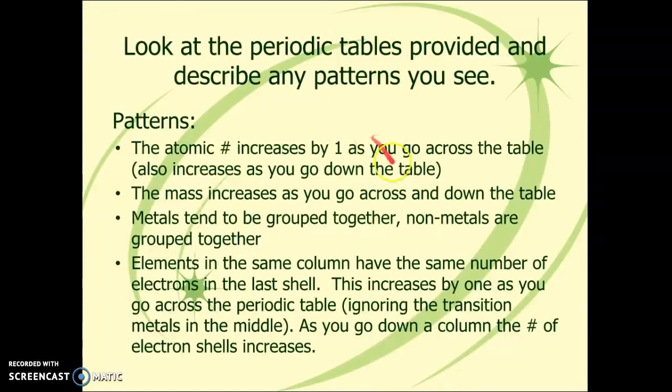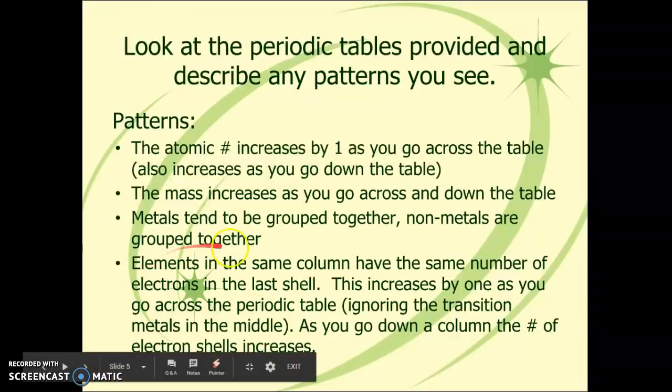Alright, so atomic number increases as you go across the table, which means the mass should also increase. Remember, the atomic mass is the number of protons plus the number of neutrons. So if the number of protons is increasing, you can assume that the mass is going to increase with it. And that's how the periodic table basically is set up, by protons and by mass. The other thing you might have noticed is that all the metals were grouped together, and all the nonmetals were grouped together.